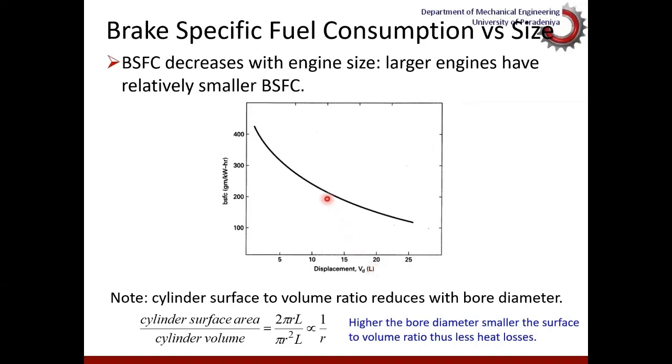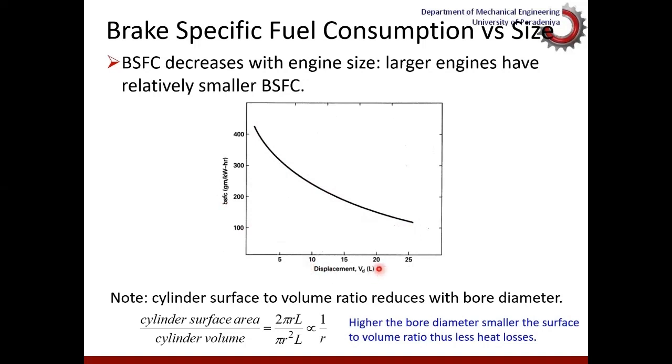And this chart shows us the variation of brake specific fuel consumption with the displacement of the engine, that is VD, displacement of the engine. We can see there's a rapid decrease of the brake specific fuel consumption when you increase the displacement of an engine.